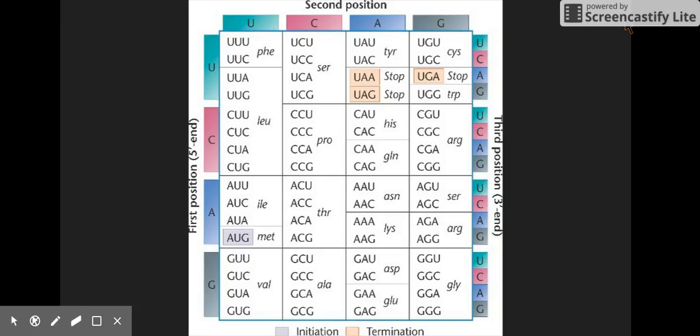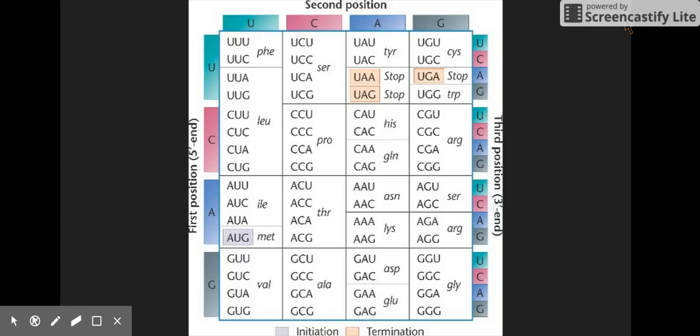3. The code is unambiguous, meaning that each triplet specifies only a single amino acid. 4. The code is degenerate, meaning that a given amino acid can be specified by more than 1 triplet codon. This is the case for 18 of the 20 amino acids. 5. The code contains start and stop signals, certain triplets that are necessary to initiate and to terminate translation.